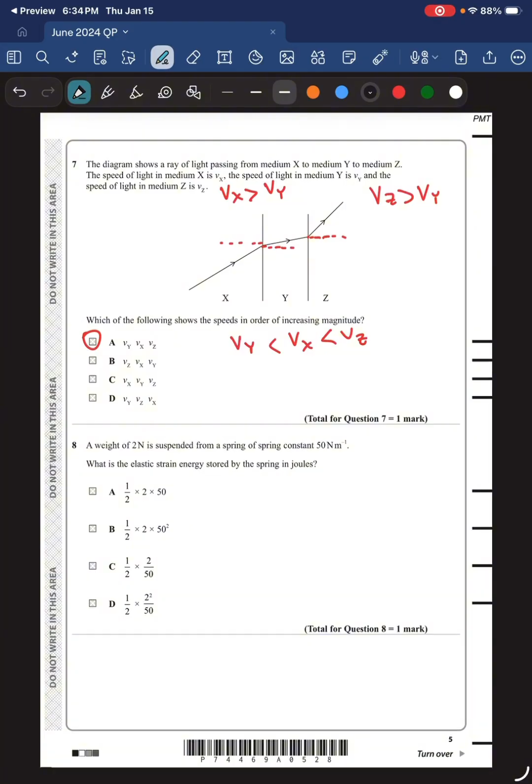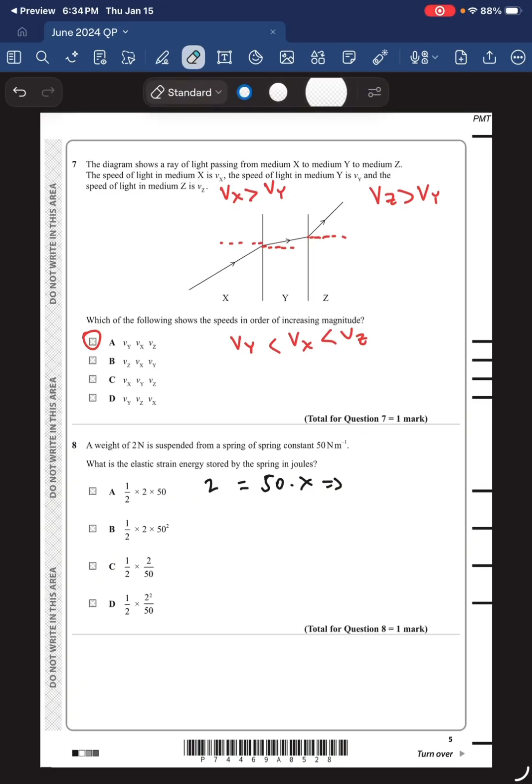So, question 8. A weight of 2 newtons is suspended from a spring of spring constant 50 newtons per meter. What is the elastic strain energy stored by the spring in joules? Okay, first of all, we have to find x, like the extension, okay? How can we find that? So the weight, 2 newtons, should be equal to k, which is 50 times x, right?